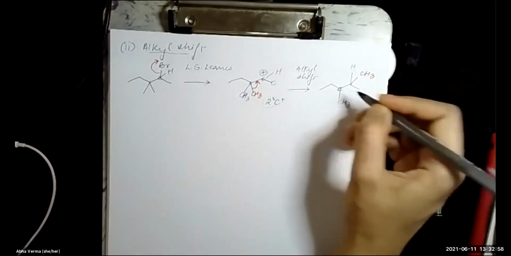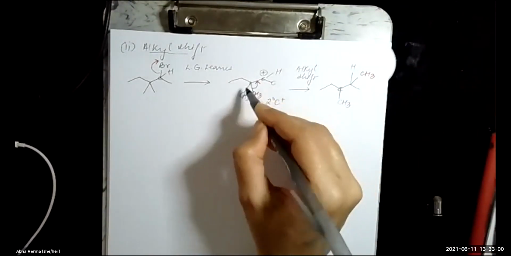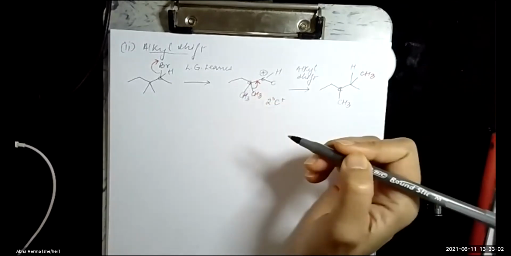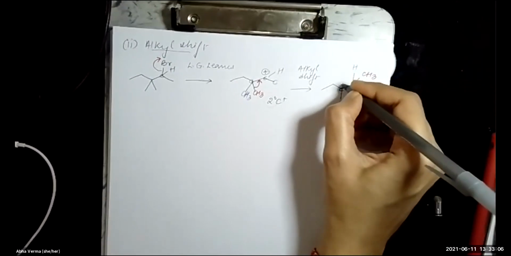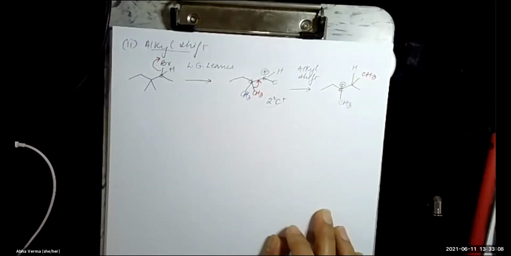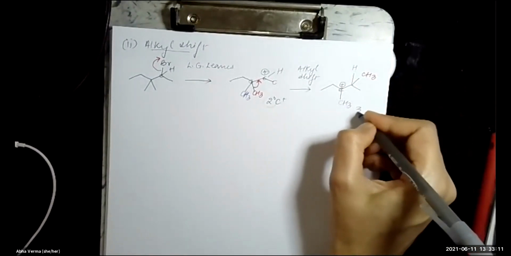What will happen to this carbon? This carbon had 1, 2, 3, 4 bonds, but now one of the bonds has shifted. It is now electron deficient. So from a secondary carbon, you will get this tertiary carbocation.